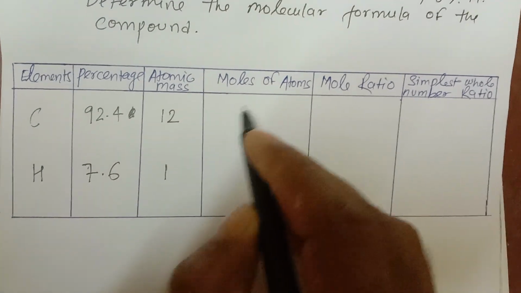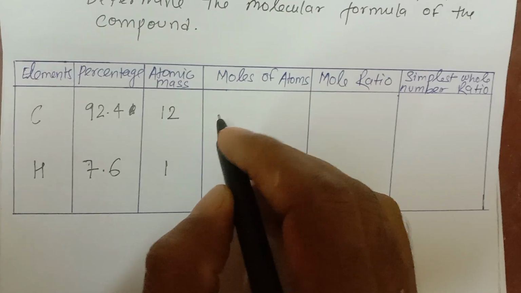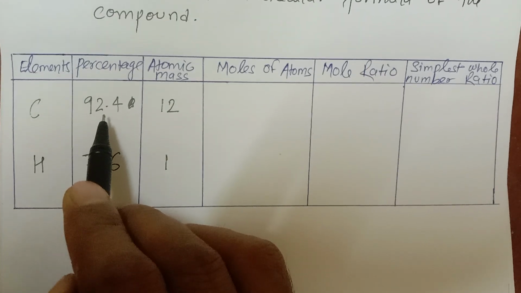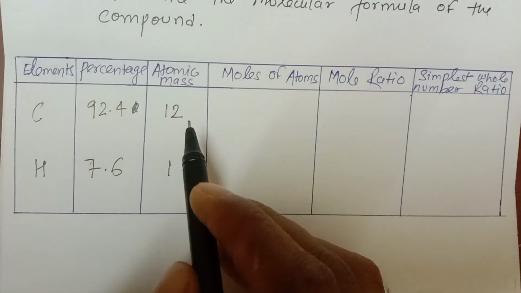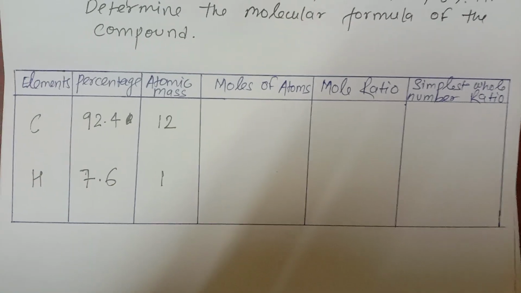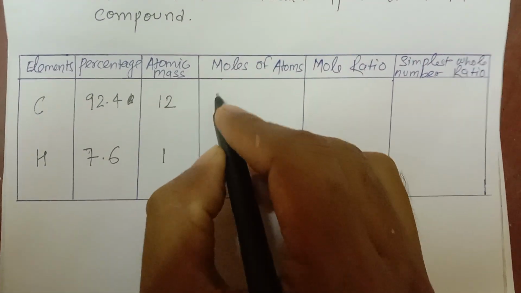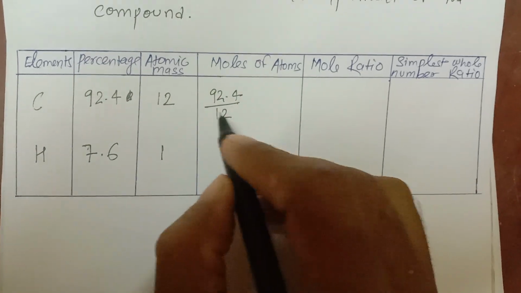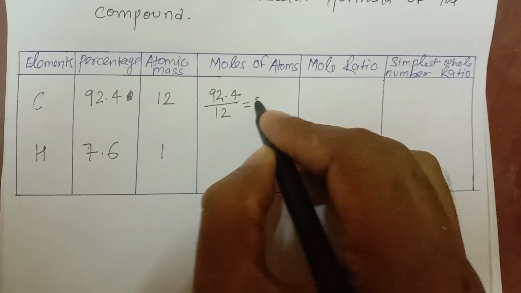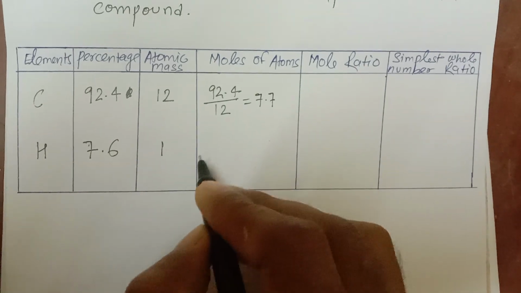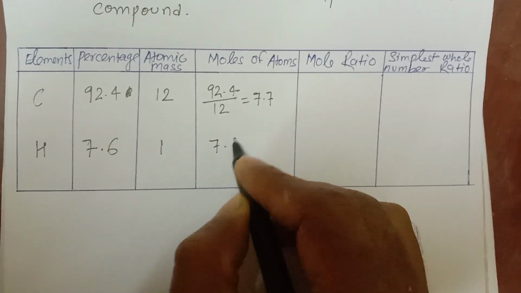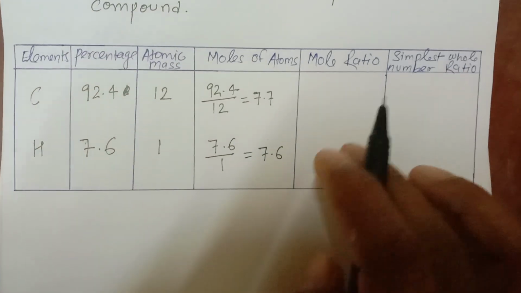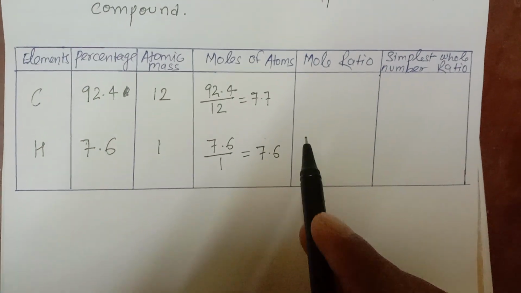In the next column you have to calculate the moles of atoms. What is the formula of moles? Mass upon atomic mass. The percentage given in the question will act as the mass of the element. So the mass of carbon will be considered as 92.4. It will be divided by 12 for calculation of the moles. So it will be equal to 7.7. You can find out by dividing. And the moles of hydrogen equal mass of hydrogen divided by atomic mass, so this is 7.6. Up to this point we are able to calculate the moles of atoms.